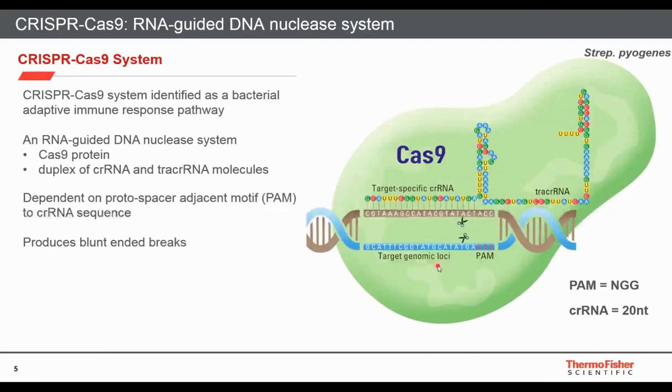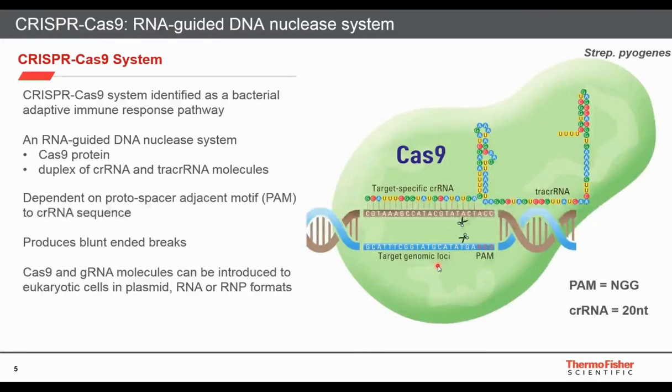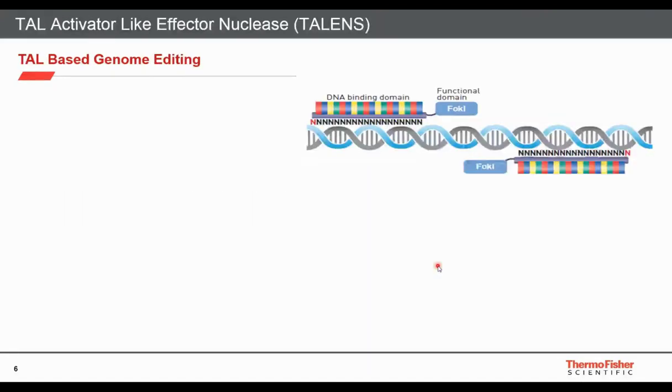When you design your guide RNA to be specific to your target genomic loci and it is adjacent to a PAM site, you'll get cleavage 3 bases upstream of your PAM site, and this will produce blunt-ended DNA breaks. And Cas9 and these guide RNA molecules are introduced into eukaryotic cells in either a plasmid format, as RNA molecules, using a Cas9 mRNA and your guide RNA molecules, or as an RNP, or ribonucleoprotein format, in which a recombinant Cas9 protein is complexed with a guide RNA in vitro, and then that protein guide RNA complex is delivered into your cells.